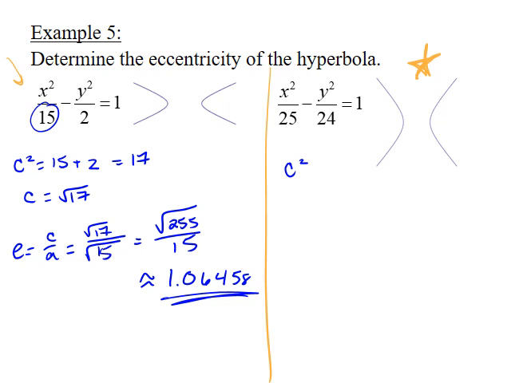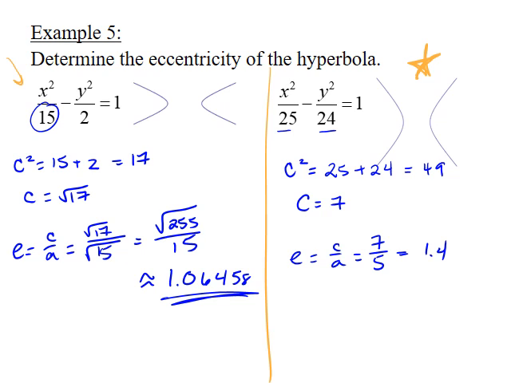Over here, c squared is a squared plus b squared. So c is 7. So to find the eccentricity, we take c divided by a, 7 divided by 5 in this case, which is 1.4. That is greater than the eccentricity in the first example, so we will have wider branches.